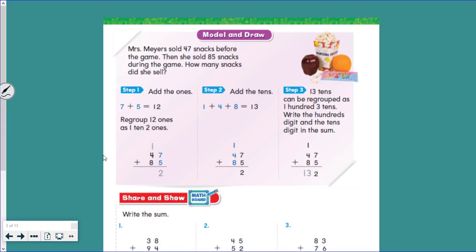So here's my problem that I'm going to solve. So 47 plus 85. Okay, they lined up the ones, lined up the tens. So it says step 1, add the ones. So 7 plus 5. 7 plus 5 equals 12, so I have to regroup, right? I can't have 12 down here in the ones place, right? I have to take my 10 and I have to move it into, uh-oh, it's not letting me.